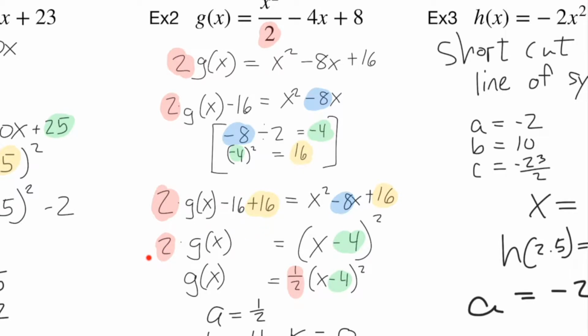These happen to cancel out. So in order to get g of x all by itself again, I have to divide both sides by 2, or at least multiply by 1/2. So it comes back over here. G of x is equal to 1/2 x minus 4 squared.